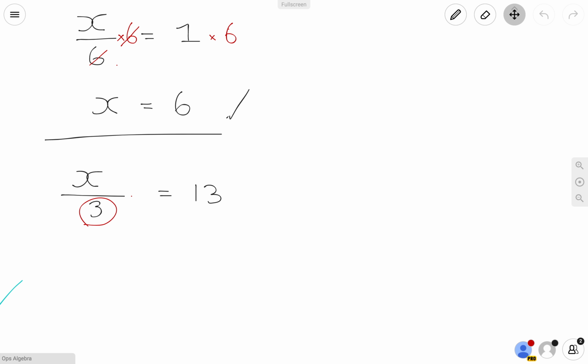Let me show you what will happen if I multiplied by 2, for example. I multiply both sides by 2, like this. That's fine. I'm going to get on the left x times 2 over 3 equals on the right 26. Now, that's great. That's correct. That's very correct.